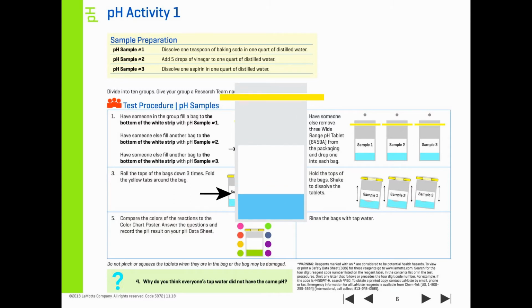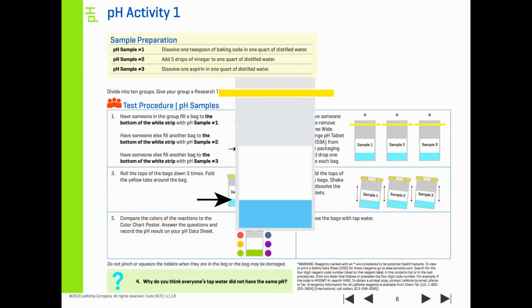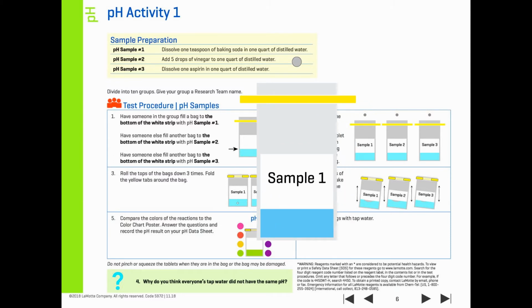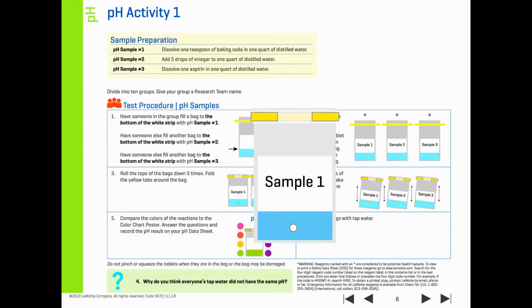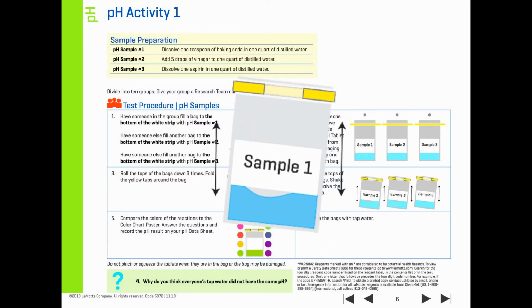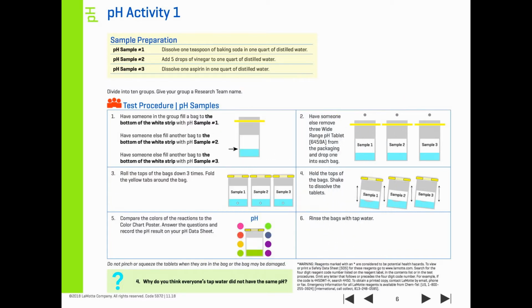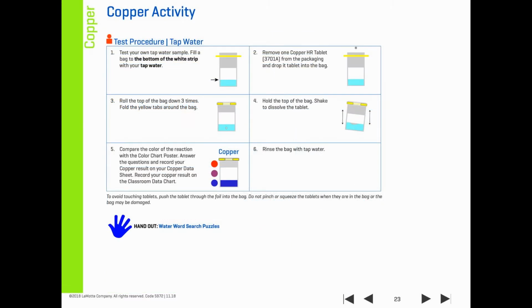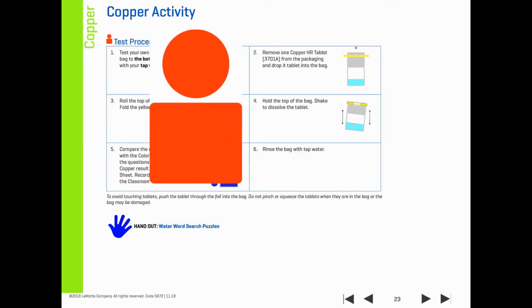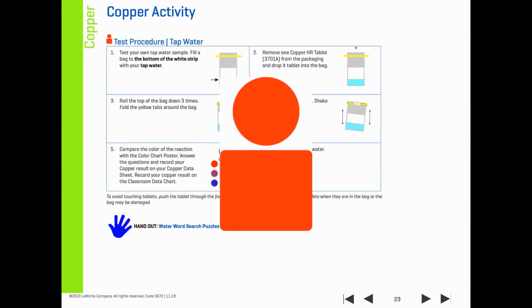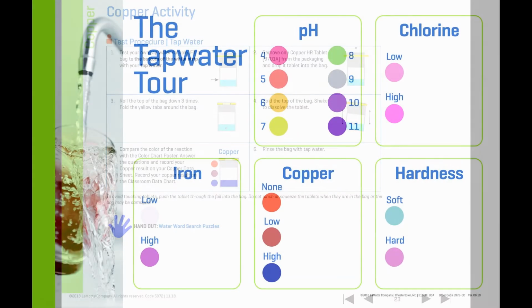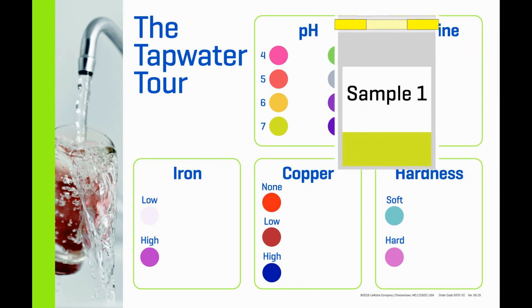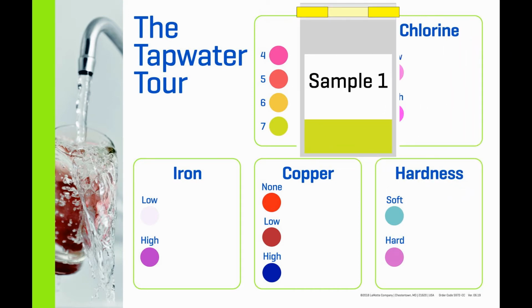The bag is filled with the sample water. A tablet is added. The top of the bag is rolled down, and the bag is shaken until the tablet disintegrates. The reactions create colored solutions. Students follow a similar procedure individually in each unit to test the tap water sample that they brought from home. The test result is determined by comparing the color reaction in the bag to the color chart poster.